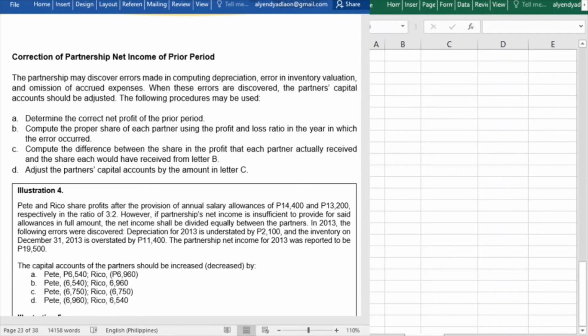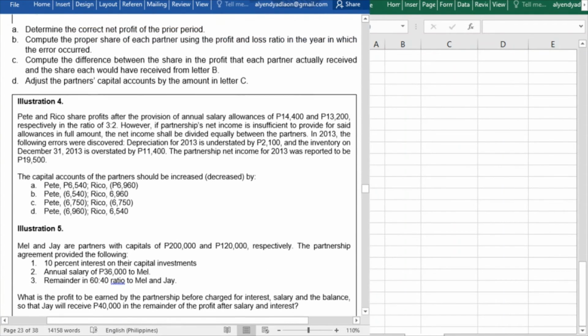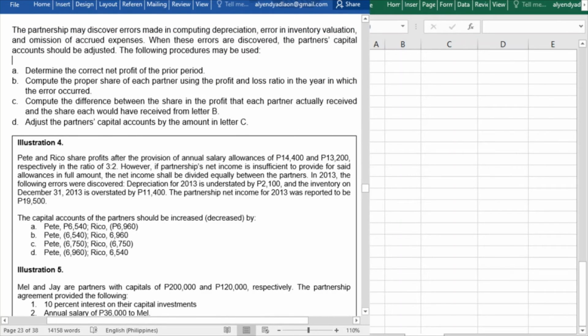Now, what are the procedures? First, determine the correct net profit of the prior period. Then, compute the proper share of each partner using the profit and loss ratio in the year in which the error occurred. Compute the difference between the share in the profit that each partner actually received and the share they would have received from letter B, and then adjust the partners' capital accounts by the amount of letter C. So again, we are to compute how much is really the correct profit from the prior period. After that, using that correct profit, we are to compute their share based on the profit and loss ratio in that year.